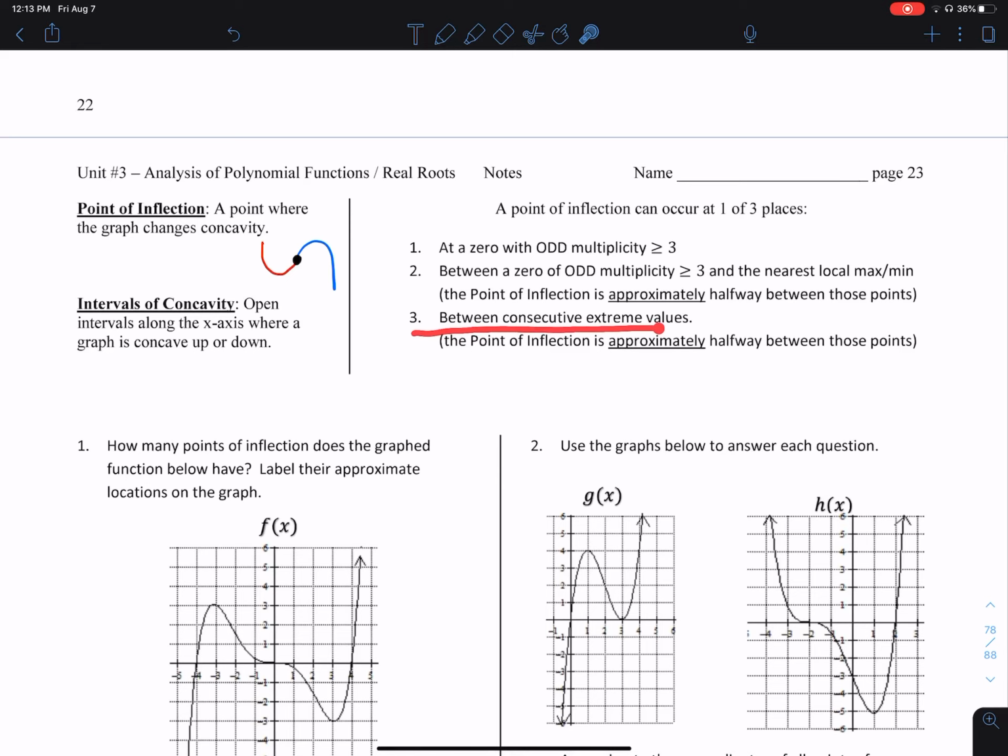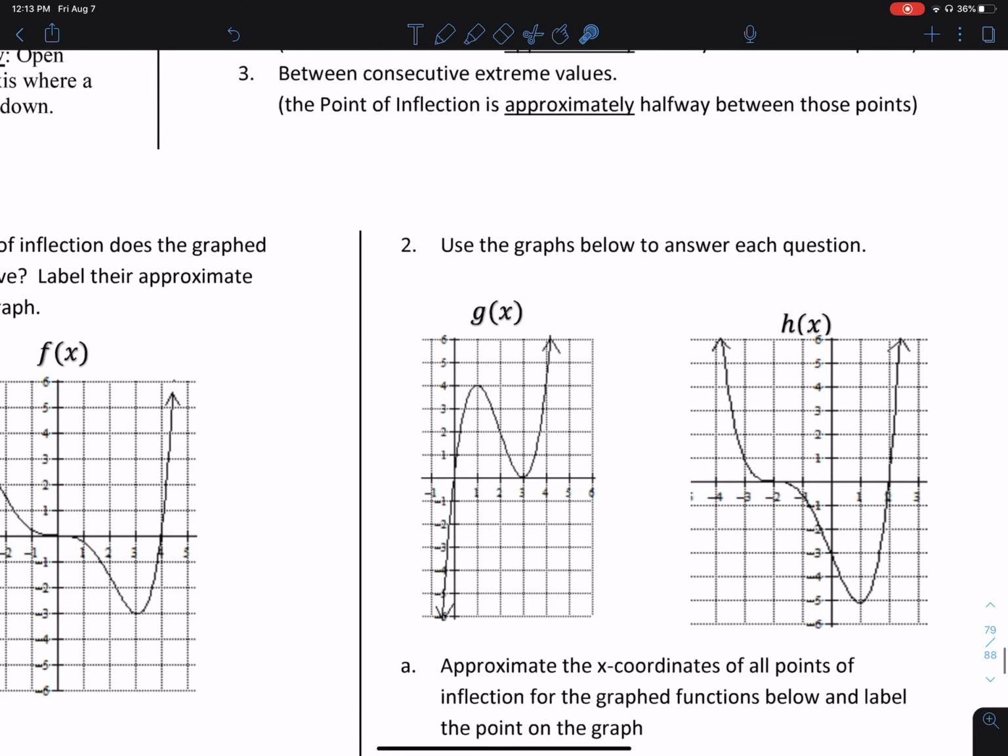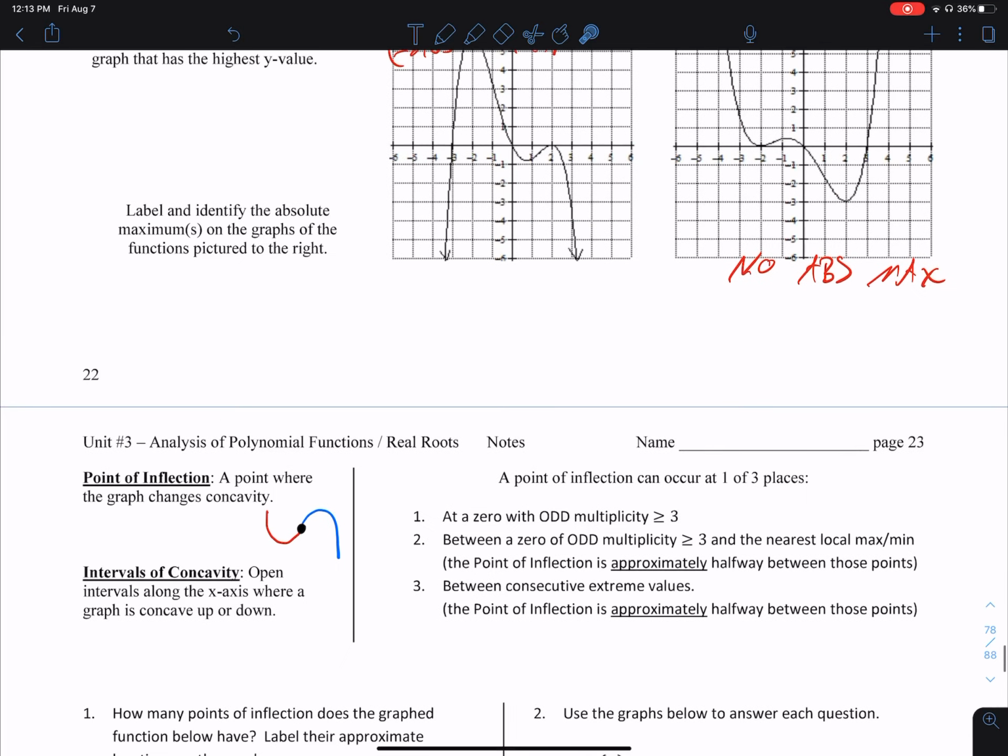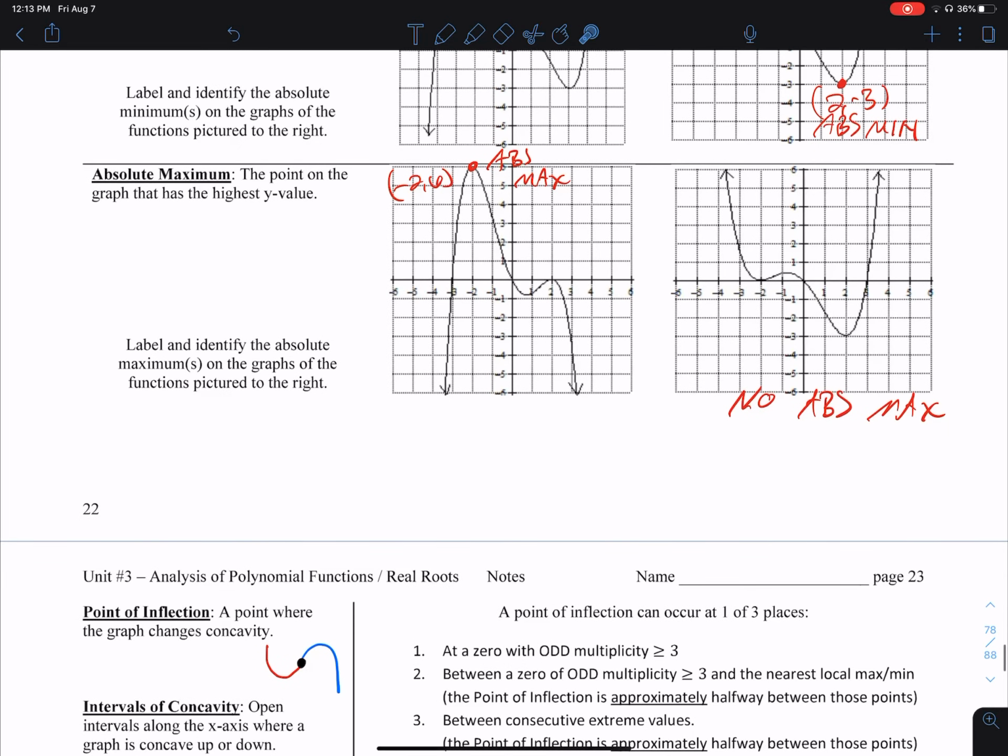Third, between consecutive extreme values, it's about halfway between those. So like looking at this problem here, looking at G, here's an extreme value or here's an extreme value, about halfway between is an inflection point. That's what that's suggesting. We're going to stop the notes there, and then we'll do some examples on the next video. And basically all we've done here is we've reviewed multiplicities of zeros, and we've given you some new terms: minimums and maximums, relatives and absolutes, and points of inflection.